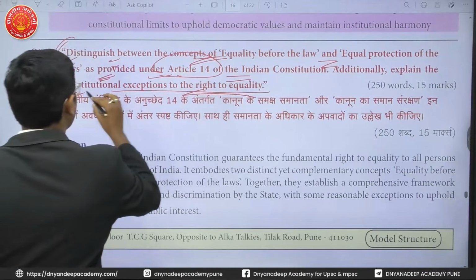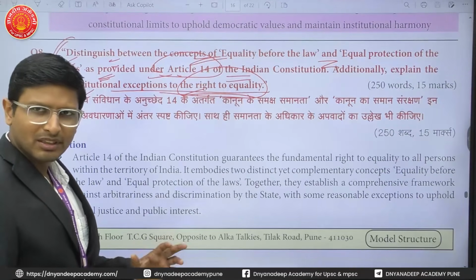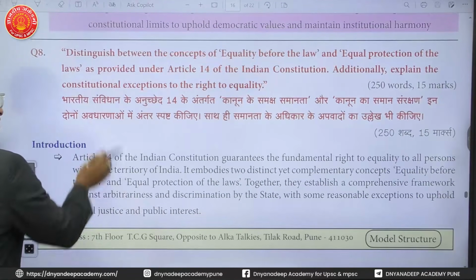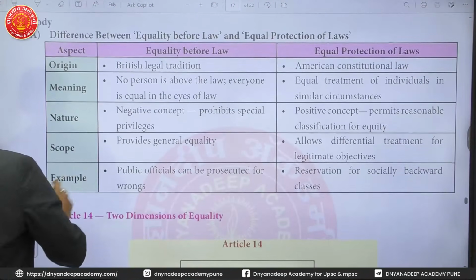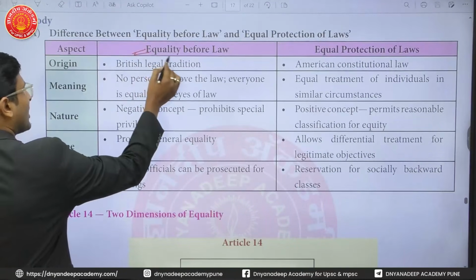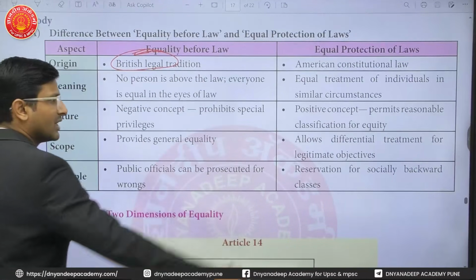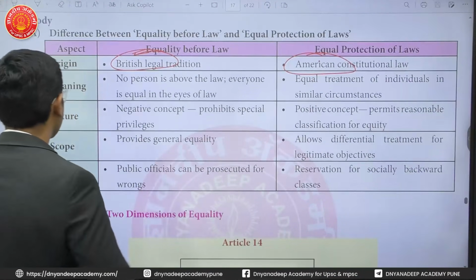Then explain the constitutional exceptions to the right to equality. What are the constitutional exceptions, that is what you have to explain. So here first you have to give the difference between equality before law and equal protection of law. For example, equality before law has been taken from the British Constitution. Equal protection of law we have taken from the American Constitution.